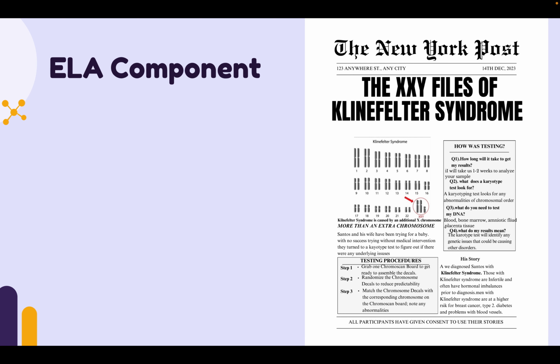In our ELA component, we explained how long it takes to get karyotyping results. It usually takes 1 to 2 weeks. We also covered what a karyotype test looks for: any abnormalities or extra chromosomes or missing chromosomes in your chromosomal chart. In order to get a karyotype test, you would need to donate blood, bone marrow, amniotic fluid, or placenta tissue, and your results would differ based on if you had any abnormalities or if you didn't, and we are looking for any genetic issues.